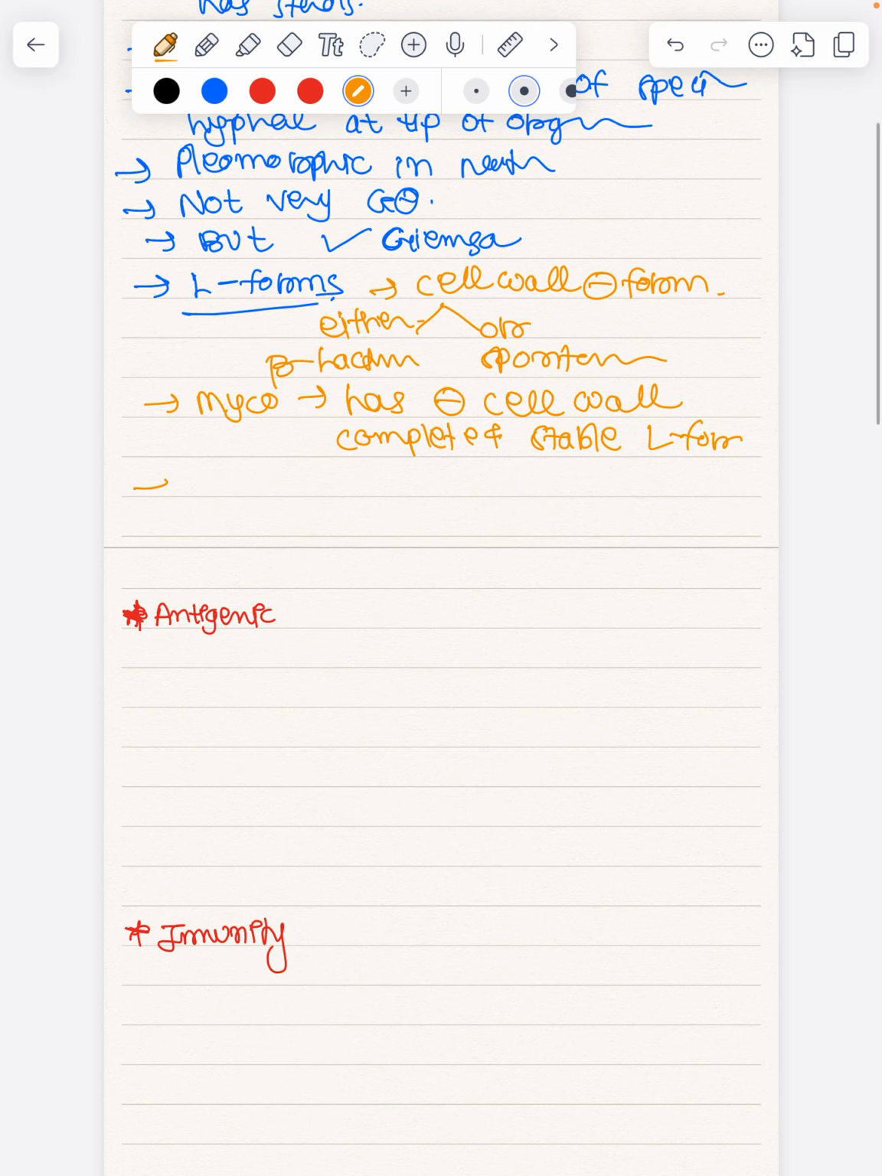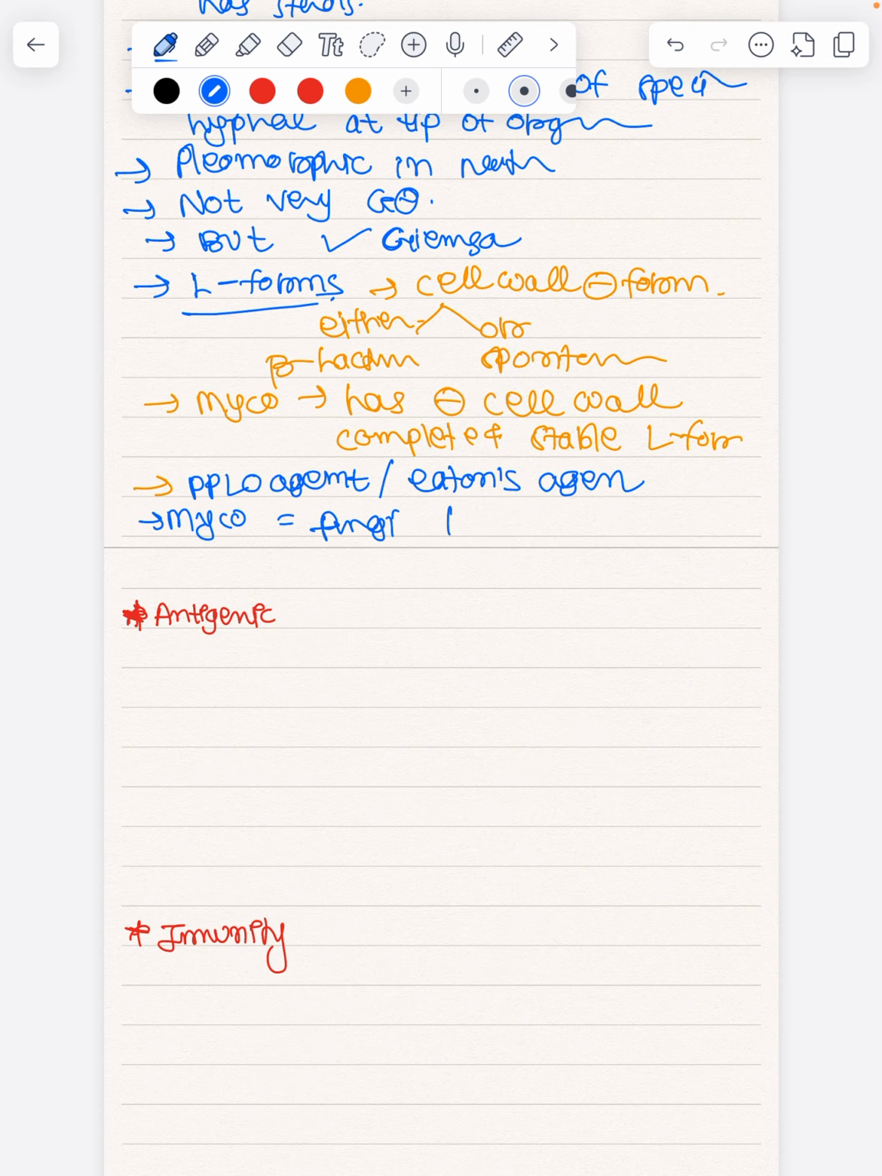Then it is also known as PPLO agent, pleuropneumonia like organism, or Eaton's agent. Myco means fungus like branching filaments, and plasma means plasticity of the shape. So it is known as the mycoplasma.